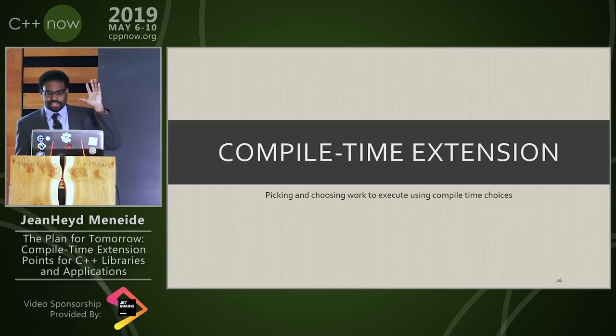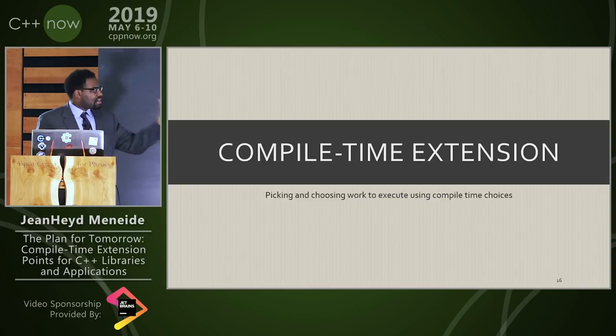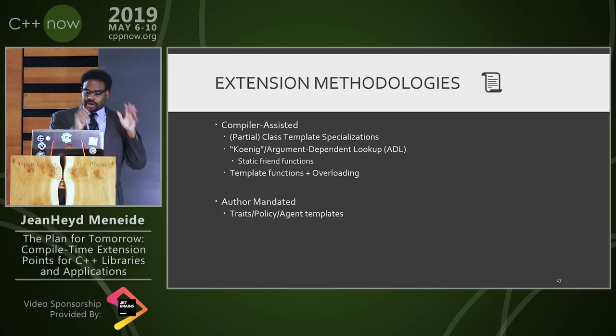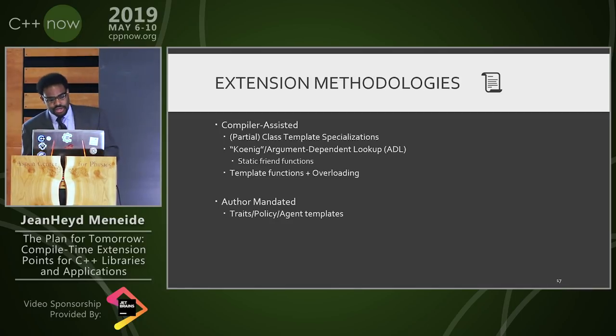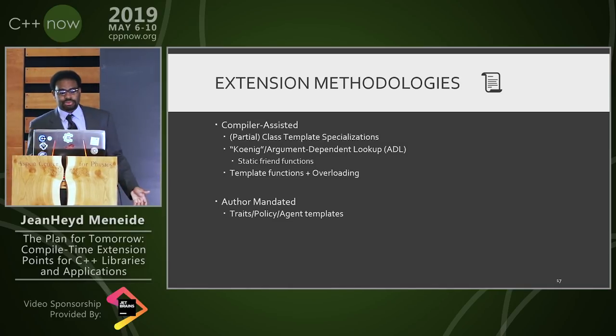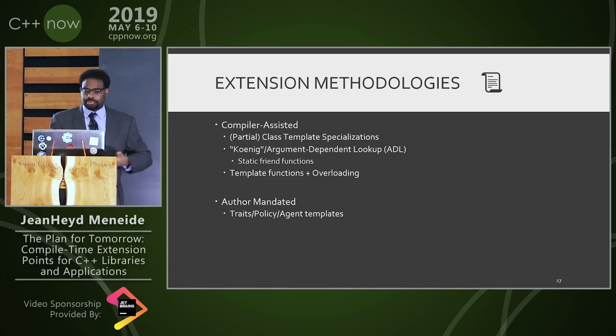Let's talk about the more interesting, spicy stuff, the stuff that goes in std ranges, in the libraries that we're shipping today, in std hash and all of that. There are a couple of different extension methodologies that you can use at compile time, that the compiler assists you with. Those are partial class template specializations. There's also ADL, or Koenig lookup. A subset of that is static friend functions. And there are also just raw template functions with overloading. All of those are compiler assisted. The compiler has the name lookup rules and the overload resolution rules. It helps you pick the right things, and you have to play by its rules.